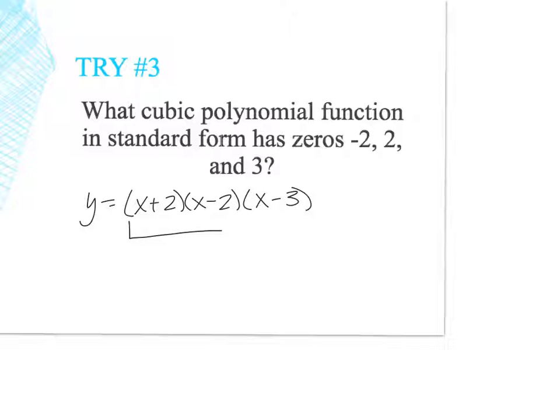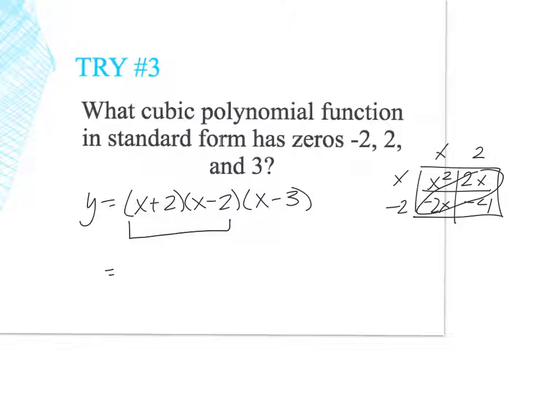I'm still going to do 2 at a time, so that's a box. So this is x and 2, x and negative 2. So it's going to be x squared minus 2x plus 2x minus 4. Combine your like terms, so that's going to give us x squared. Those are actually gone, right? Minus 4. And I'm going to multiply that by x minus 3.